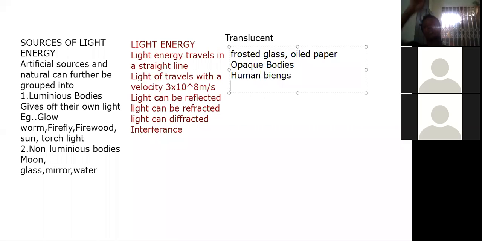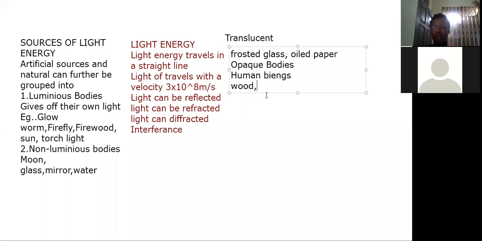Ruben, give me one. Wood. You said wood. Can you hear me? So we can talk about wood. We can talk about a whole lot of things that are opaque, that do not allow light to pass through. There are plenty: human beings, wood, some plastics and so on and so forth.